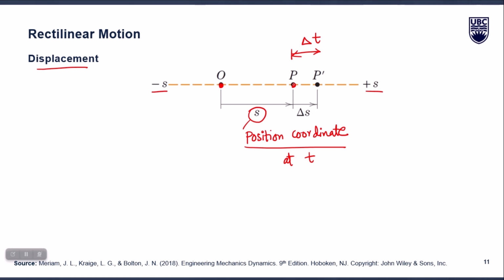And the difference in the position coordinate is delta s, right? So the terminology or notation is very important here. Delta s is the change in position coordinate, and this is called the displacement of particle P, right? So this is displacement. Displacement is defined as the change in position coordinate between time t and t plus delta t, or in other words during the time interval delta t, right?